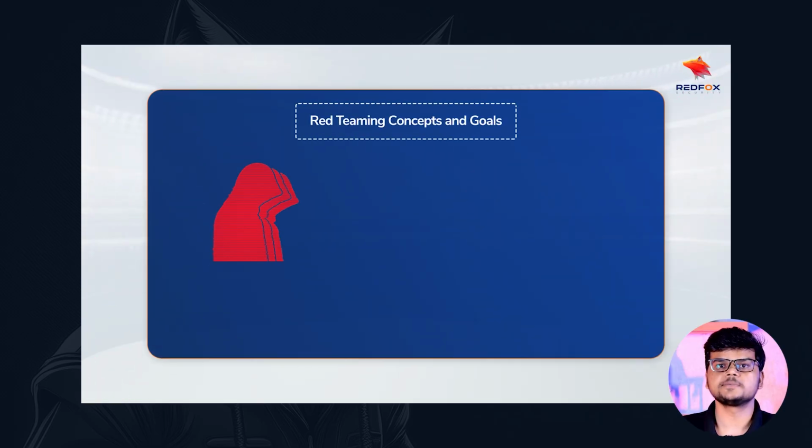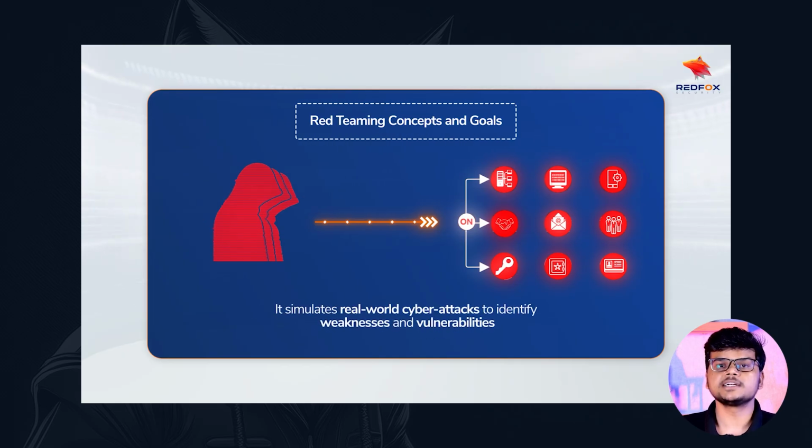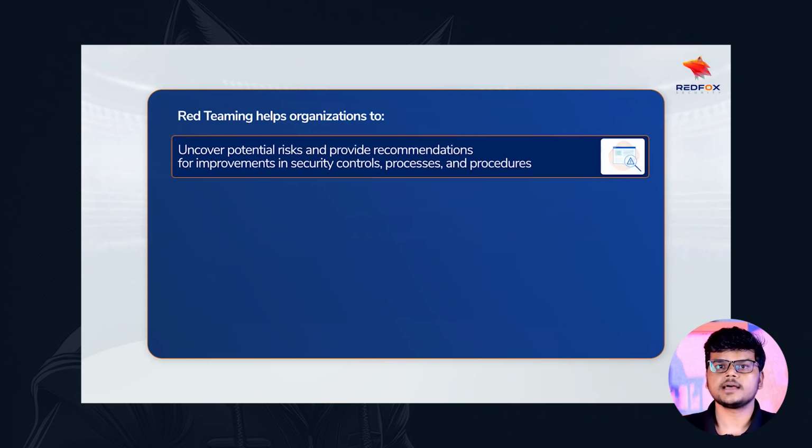Red Teaming concepts and goals. Red Teaming is a comprehensive approach to testing and evaluating an organization's network security. It simulates real-world cyber attacks to identify weaknesses and vulnerabilities. Red Teaming helps organizations to uncover potential risks and provide recommendations for improvement in security controls, processes, and procedures.